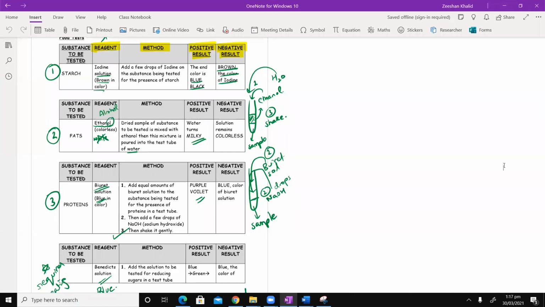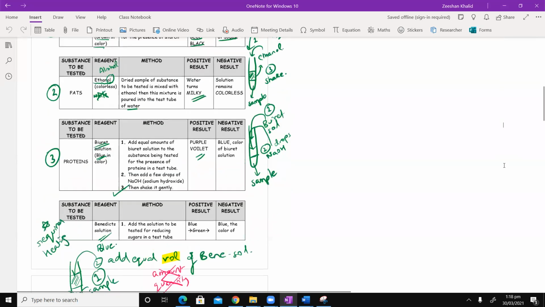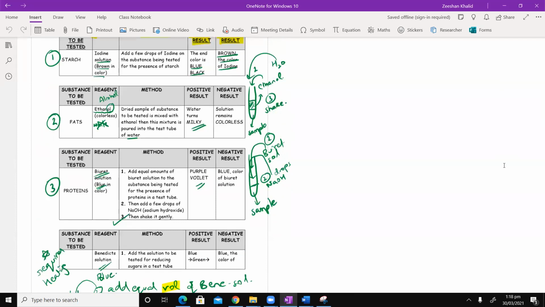Acha ji, so bacho, there are four substances that we need to know and understand that are to be tested: starch, fats, proteins, and reducing sugars. इसमें जो आपने बात याद रखनी है वो ये है that two of them are from the same class of food: starch and reducing sugars. Starch and reducing sugars belong to carbohydrates, and then fats, of course, to fats, and the proteins, of course, to proteins.